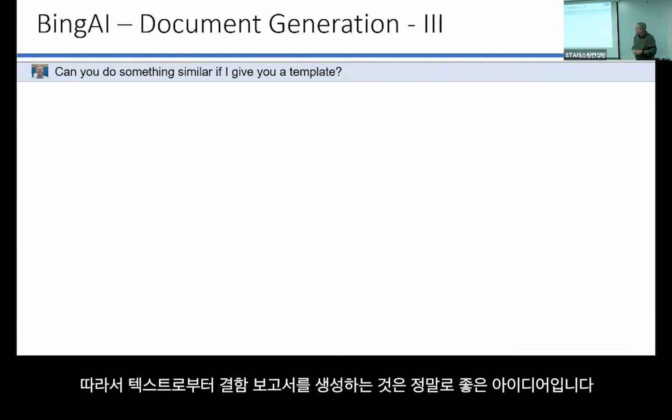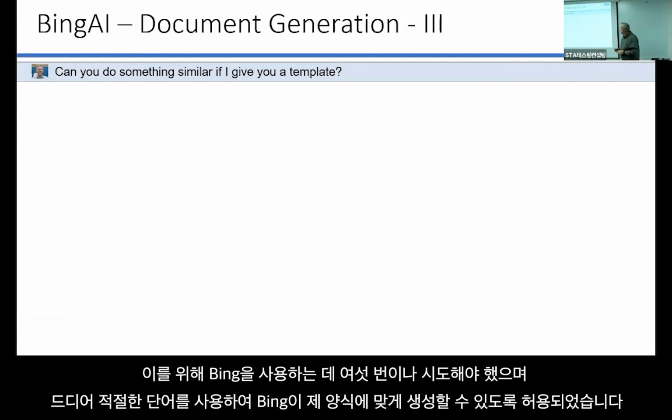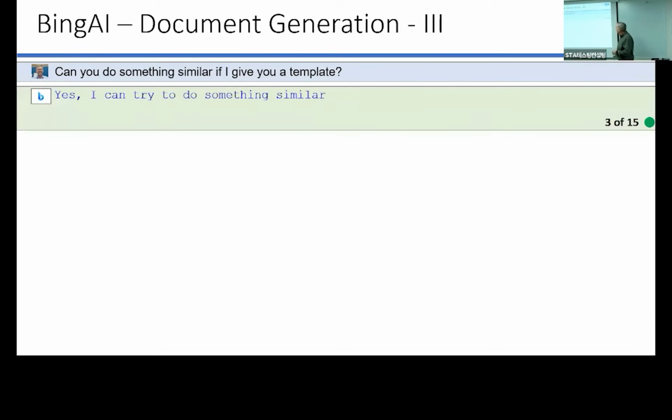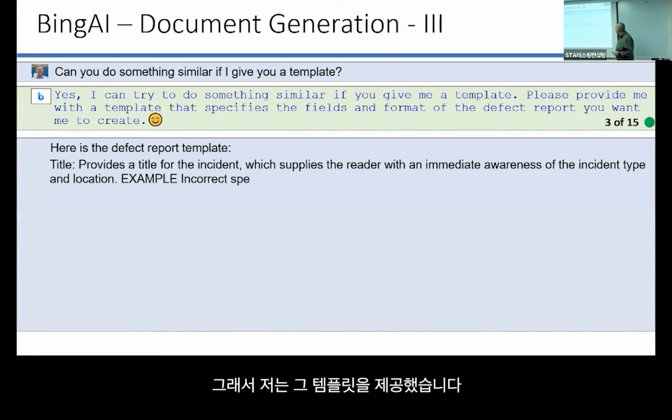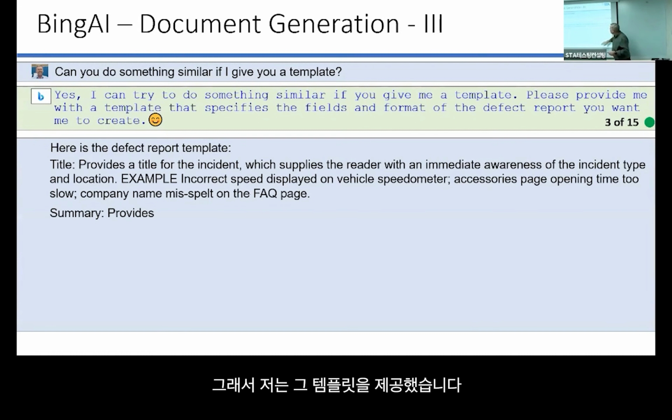So I want it to follow my template for defect reports. Now, it took me 6 attempts to get Bing to actually allow me to do this, because it just kept coming back with, no, I'm not allowed to do that. Eventually I came up with the right words and it decided it would let me do it. And then I gave it the template.